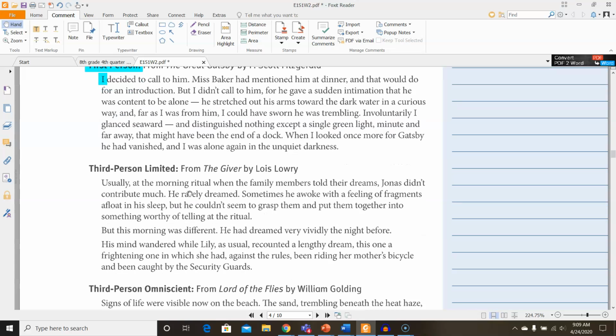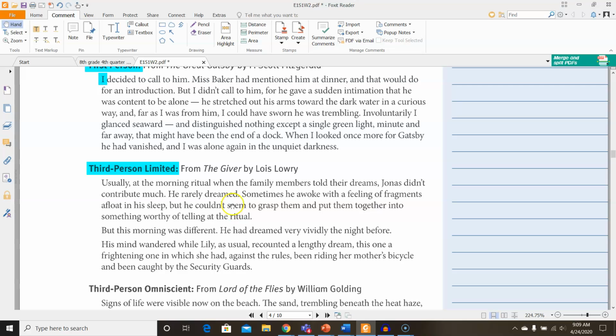Third person limited, from The Giver by Lois Lowry. Okay? So third person limited. This point of view is told from an outsider's perspective, somebody who's not in the story. The narrator usually focuses on the character and any characters that come around them, but they can't see what's happening with other characters in the story. That's why it's called limited.